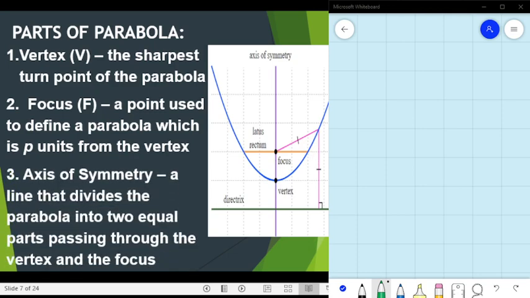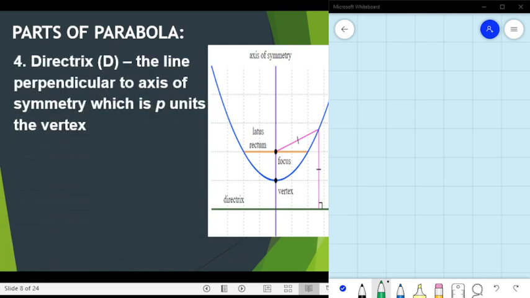Then we have the axis of symmetry. It is a line that divides the parabola into two equal parts, passing through the vertex and the focus. So, it passes through the vertex and the focus, divides the parabola into two equal parts, and it is also perpendicular to the directrix. Meaning it creates 90 degrees. Okay?